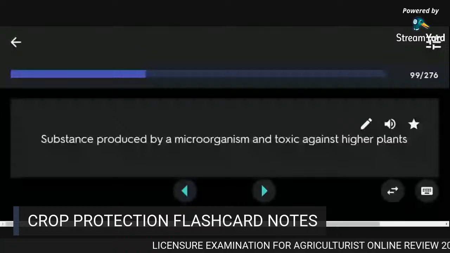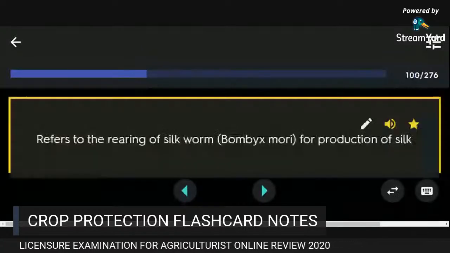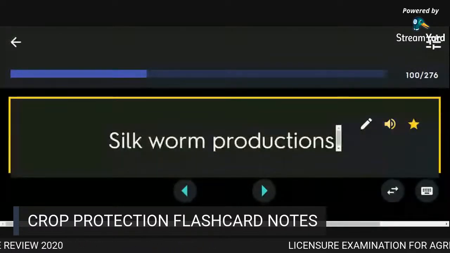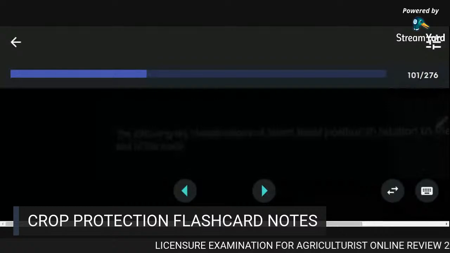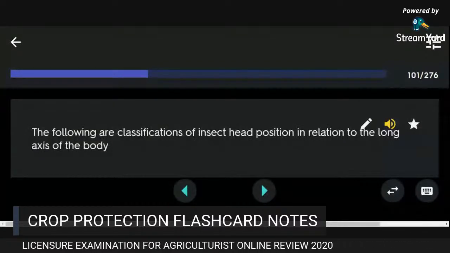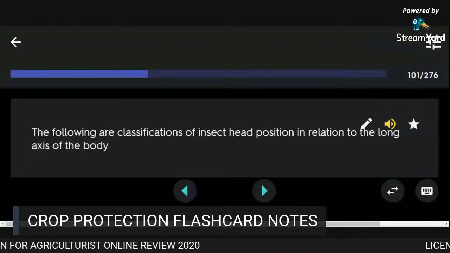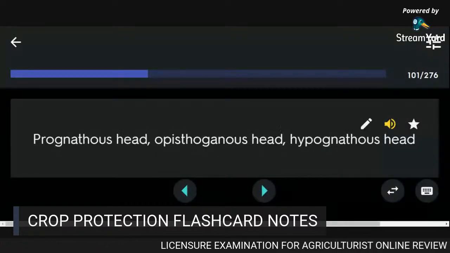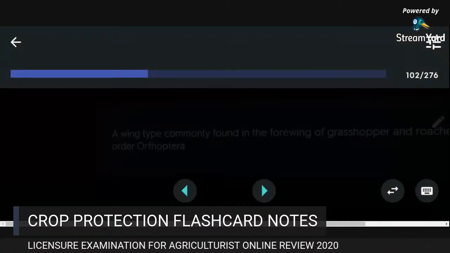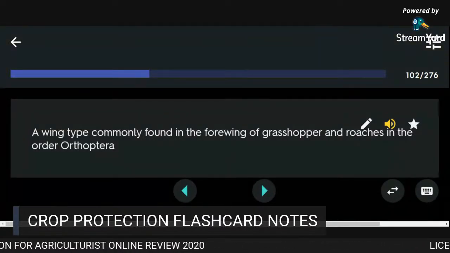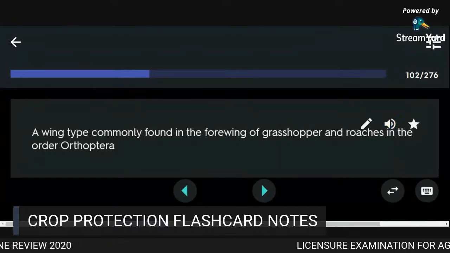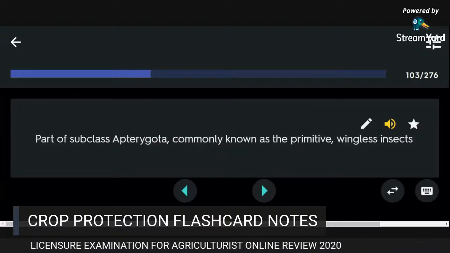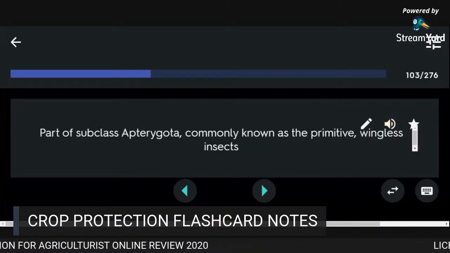Refers to the rearing of silkworm for production of silk. Silkworm production. The following are classifications of insect head position in relation to the long axis of the body. Prognathous head, opisthognathous head, hypognathous head. A wing type commonly found in the forewing of grasshopper and roaches in the order Orthoptera. Tegmina. Part of subclass Apterygota, commonly known as the primitive, wingless insects. Collembola, Thysanura, Protura.